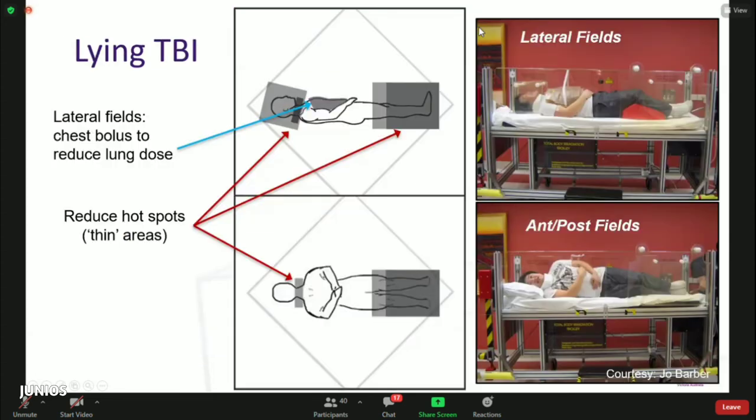So this is again highlighting the lying TBI technique in a diagram format, with one of our RTs very generously volunteering to demonstrate the two lying positions. Okay, so you can see again the lateral fields, we use our head compensators, chest bolus, and additional compensators for the legs. And for the ant post fields, the patient lies on their side, has a cushion or a pillow for support, and neck bolus as well as the leg perspex blocks are used as compensators to reduce hotspots to those thin areas, particularly here in the C-spine, where we really don't want any hotspots as such.